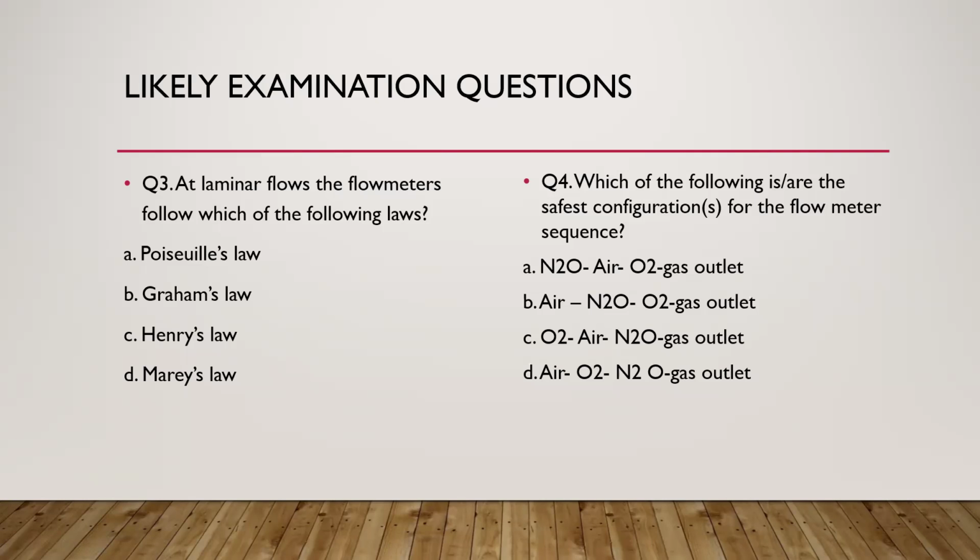Question number 4. Which of the following is or are the safest configurations for the flow meter sequence? A, nitrous oxide, air, oxygen, gas outlet. B, air, nitrous oxide, oxygen, gas outlet. C, oxygen, air, nitrous oxide, gas outlet. D, air, oxygen, nitrous oxide, gas outlet. Answer? A, sir.